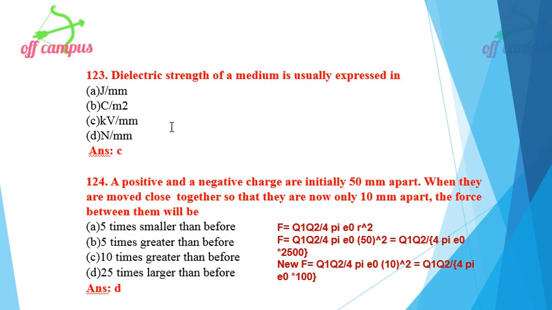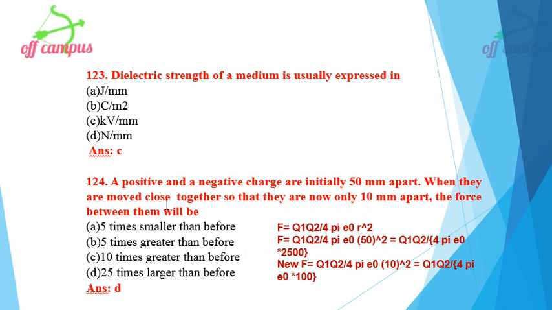Then 123. Dielectric strength of a medium is usually expressed in, what is the unit for dielectric strength? It is the strength of an insulating material related to the thickness. Then what is the unit? Kilovolt per millimeter. Option C, kilovolt per millimeter, is the dielectric strength unit.